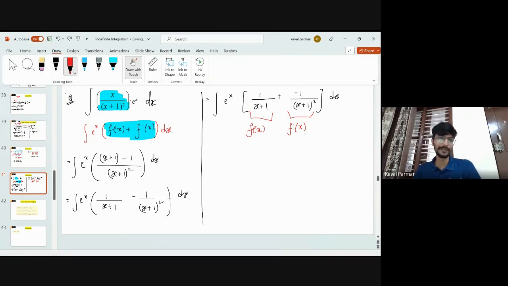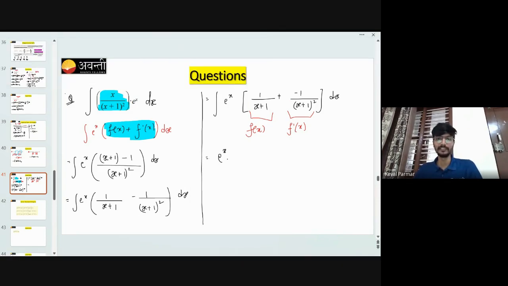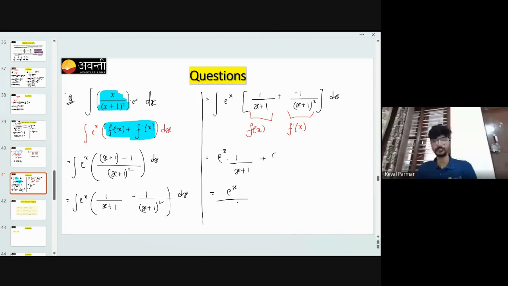Okay. So now it is very simple. Now I can easily write the answer: e raised to x into f of x plus c. So very correctly said by one of you. It is e raised to x times 1 upon x plus 1, plus c. Very good. This was a nice question. Let's move on to the next.